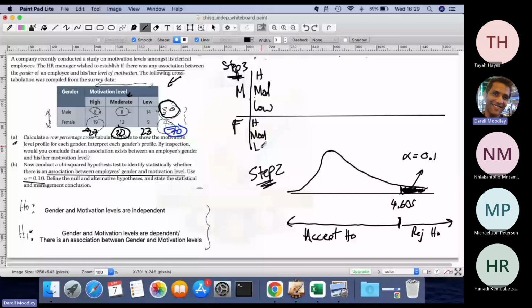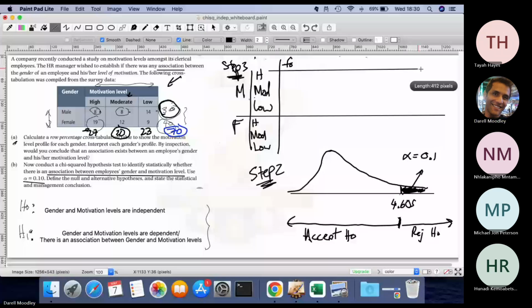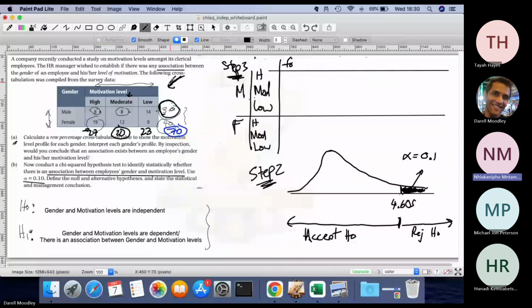Right, now in the first column, all I'm going to do is write F0, and that is simply the values that we got in the question, what is given to us. So in other words, male high is 8 for F0, male moderate is 8. So no calculations, I am just writing the table in a different way, and I'll show you why in a second. For females, there's 19 that are high, 12 moderate, and 9. 19, 12, and 9, 8, 8, and 14.